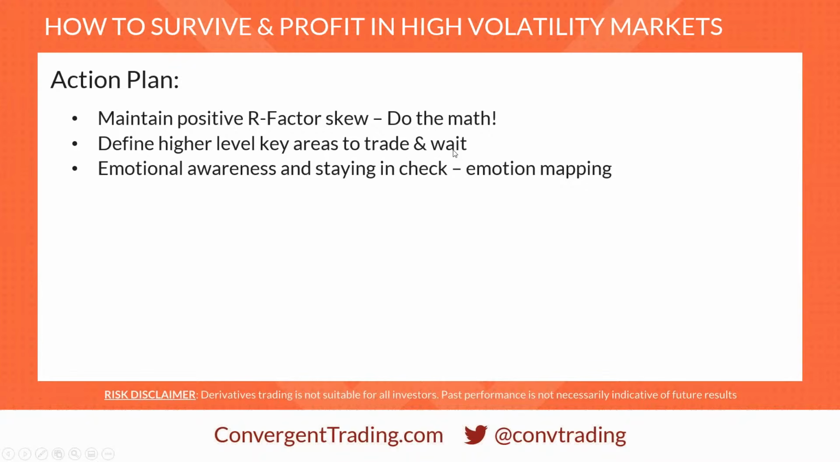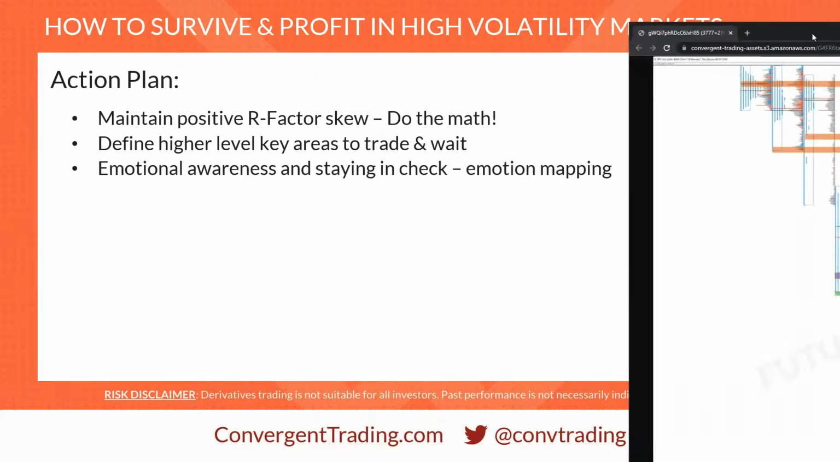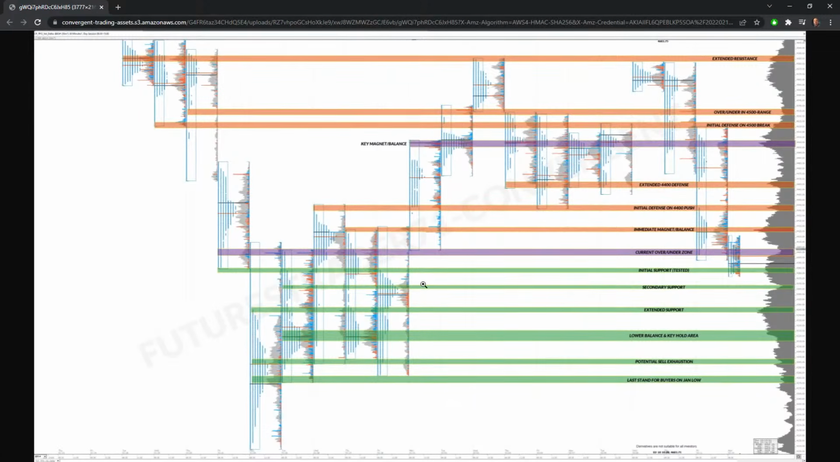Define higher level areas to trade and wait. So in environments where the volatility is dramatic, what you want to do is step away from your intraday levels. We don't care about the initial bounce. We're looking at the greater auction.